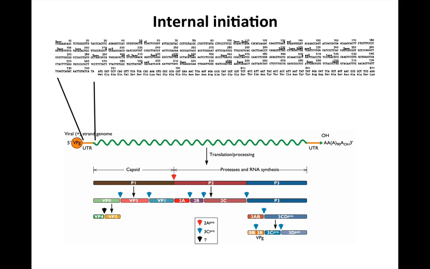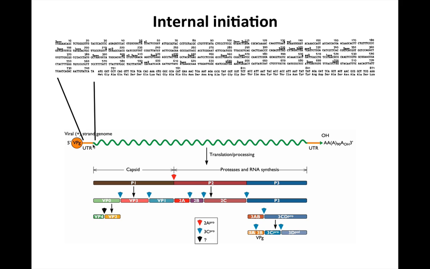The other mechanism that was discovered in virus-infected cells is internal initiation, and this was first found in the 1980s in the genome of poliovirus. And when the genome of polio was sequenced, what was found was a very long 5' untranslated region, which is shown at the top here, a single-stranded RNA sequence. You can see it's 742 bases long. And then here is the initiating AUG and the beginning of the viral polyprotein.